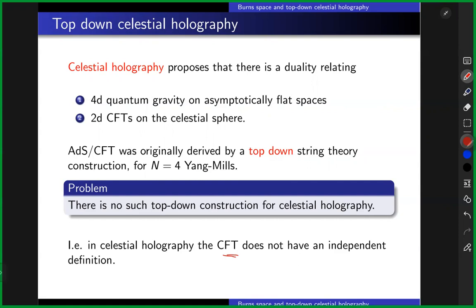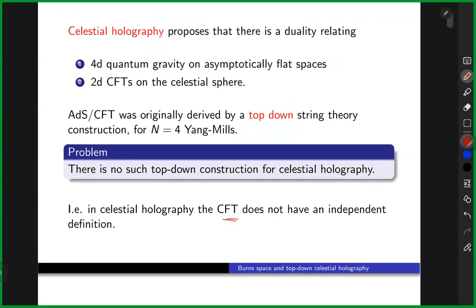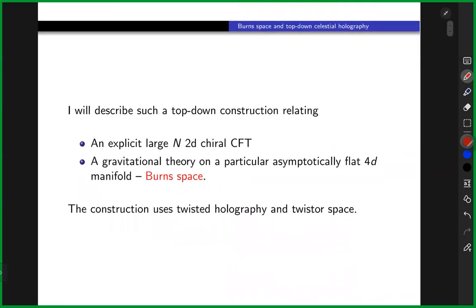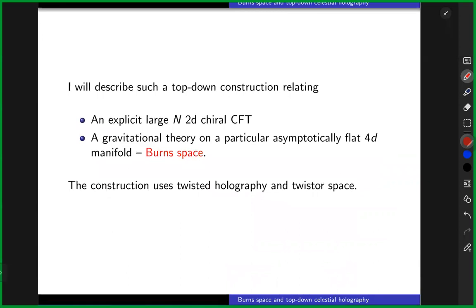And it would be nice to have an independent celestial CFT, an independent bulk theory, and then be able to calculate both sides and check that they're the same. So we're going to be able to do that. We'll find some completely explicit, large N, two-dimensional CFT. It's extremely simple, it's almost free. And we're going to relate this to a gravitational theory on a certain asymptotically flat manifold. The manifold is something I expect people haven't seen before. It's called Burns space. But just to give you a clue of what's going on, Burns space is conformally equivalent to the blow up at the origin in C^2 with a certain metric.